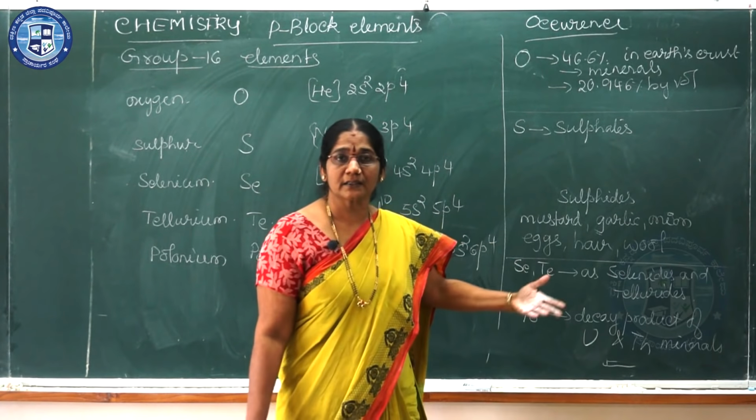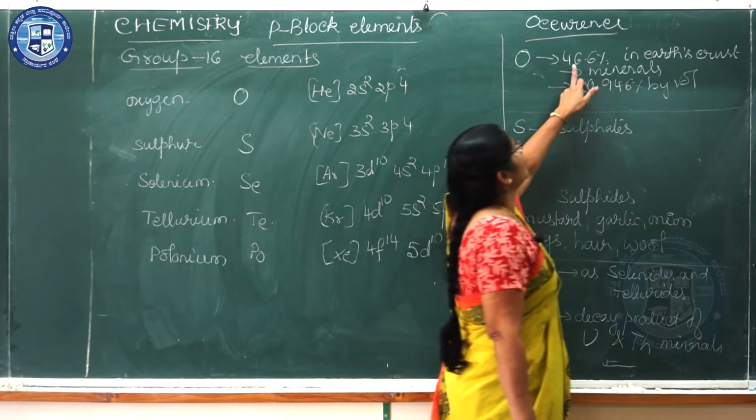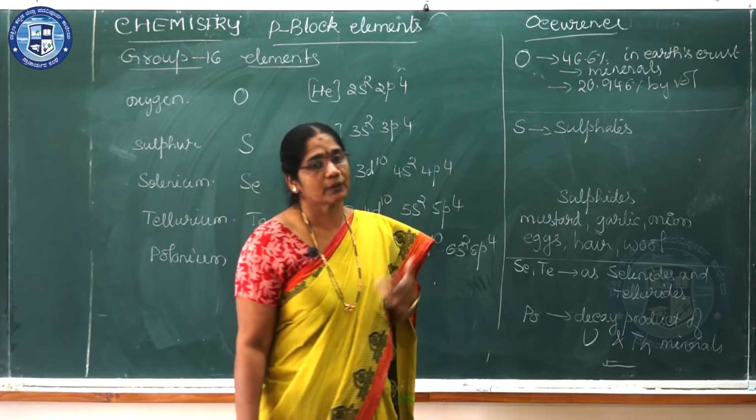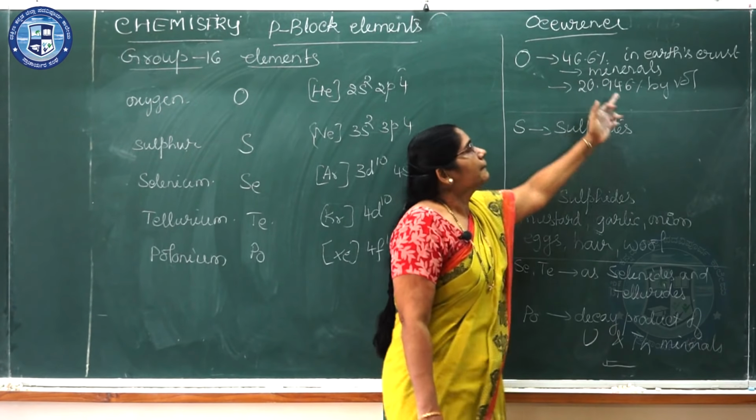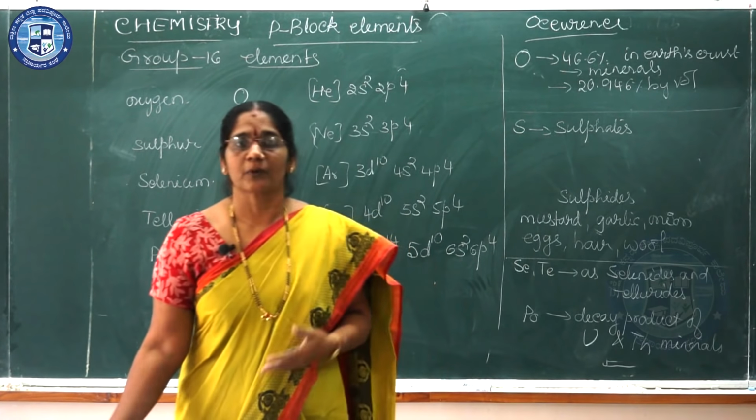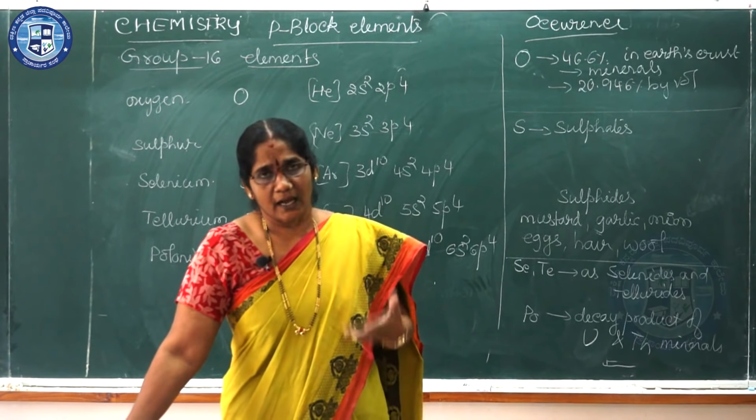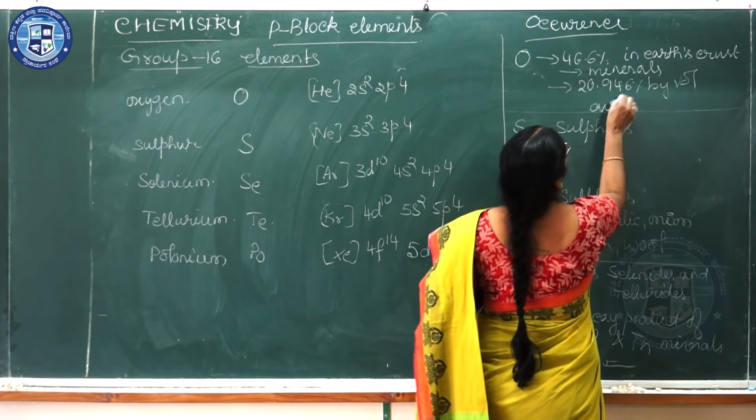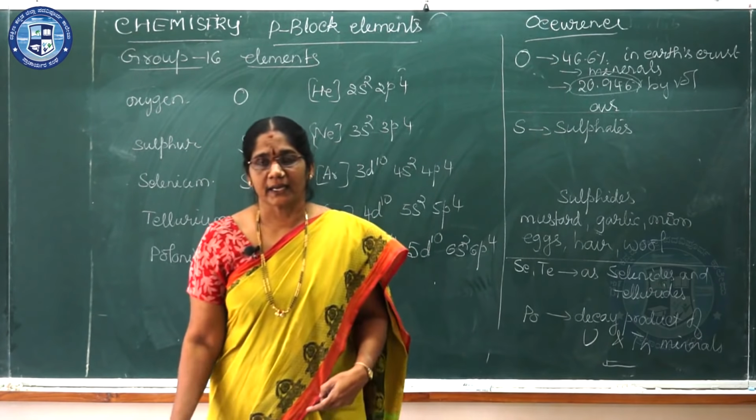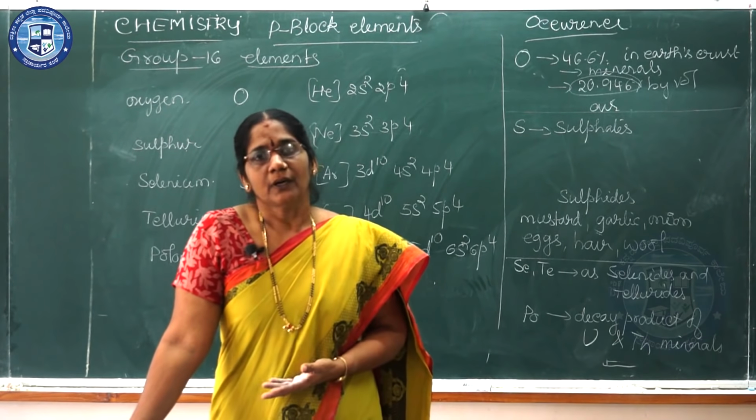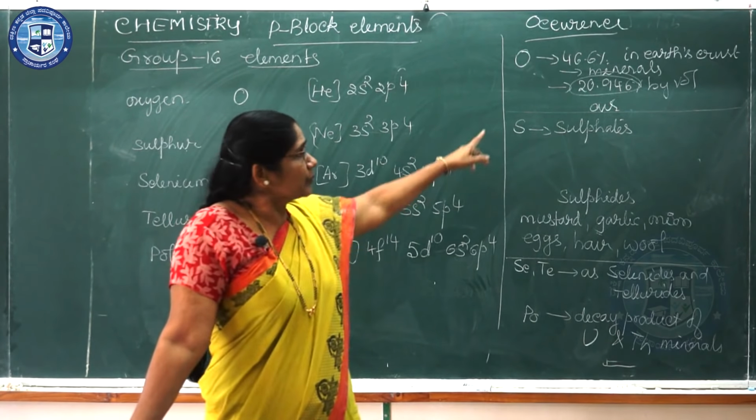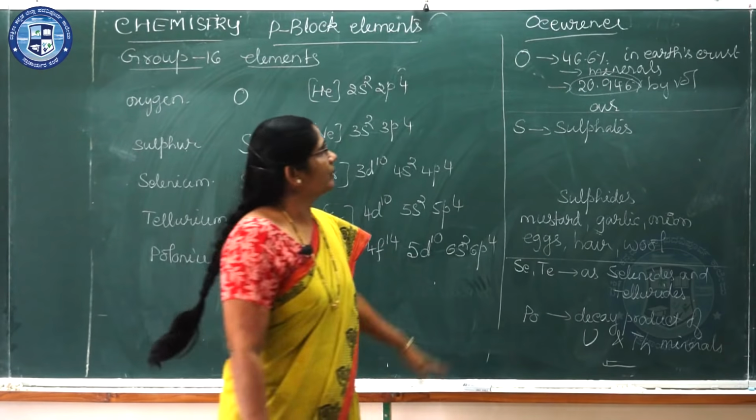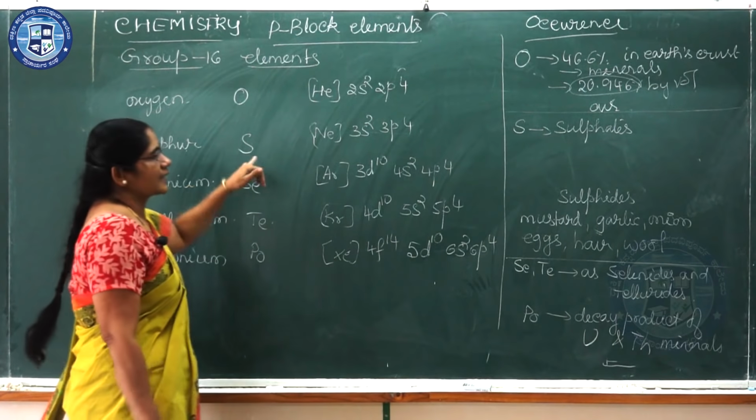You know very well that in the Earth's crust oxygen is the abundant element, with 46.6% by mass of the Earth's crust. It is the most abundant, present as minerals mainly in the form of silicates, oxides, carbonates, sulfates, etc. And in the air, 20.946% by volume is oxygen. That is about oxygen. The next one is sulfur.